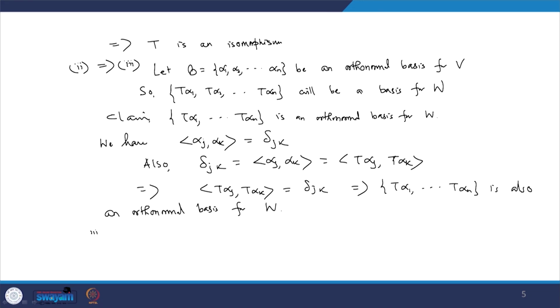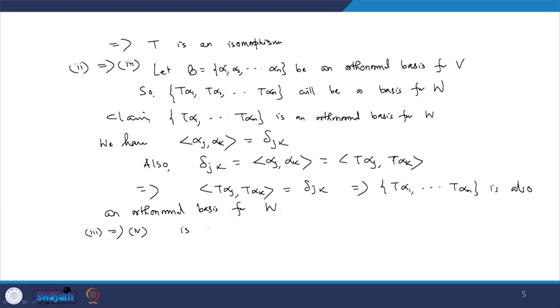Now, 3 implies 4 is very straightforward because 3 is a bigger hypothesis. It says that T carries each orthonormal basis to an orthonormal basis for W. So, certainly it will also carry some orthonormal basis for V to some orthonormal basis for W. So, it is clear from the statement.